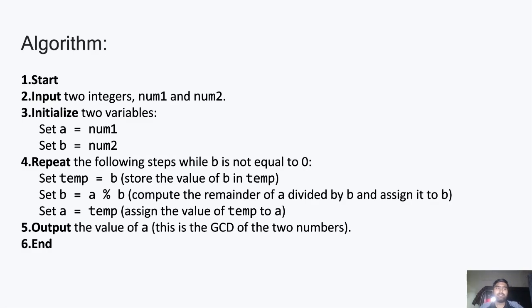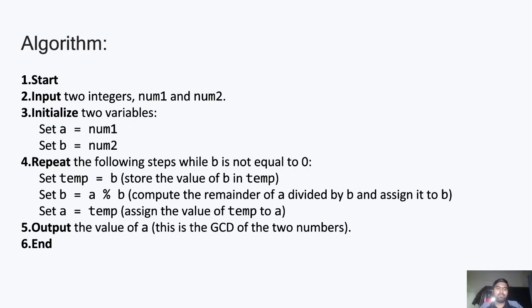So we have the algorithm here. First we start, then second, input two integers number1 and number2, then third we are initializing two variables, where we set a equal to number1 and b equal to number2. Then we repeat the following steps while b is not equal to 0. Set temp equal to b, which stores the value of b in temp. Then set b equal to a modulus b, which computes the remainder of a divided by b and assigns it to b. Then we set a equal to temp, which assigns the value of temp to a.